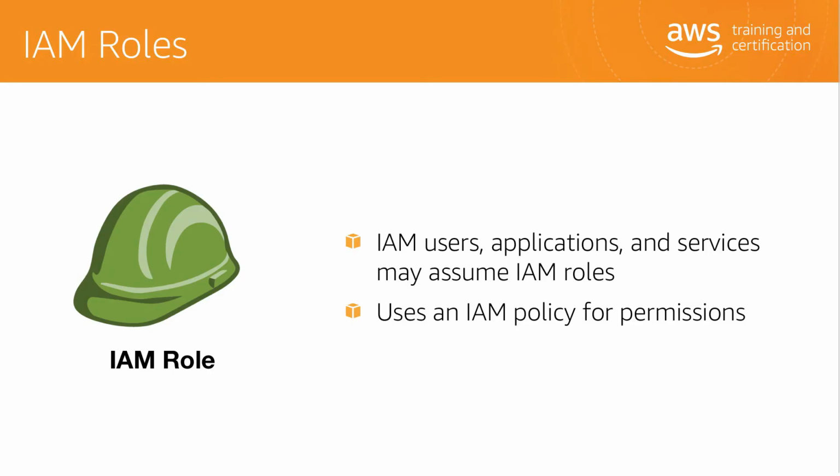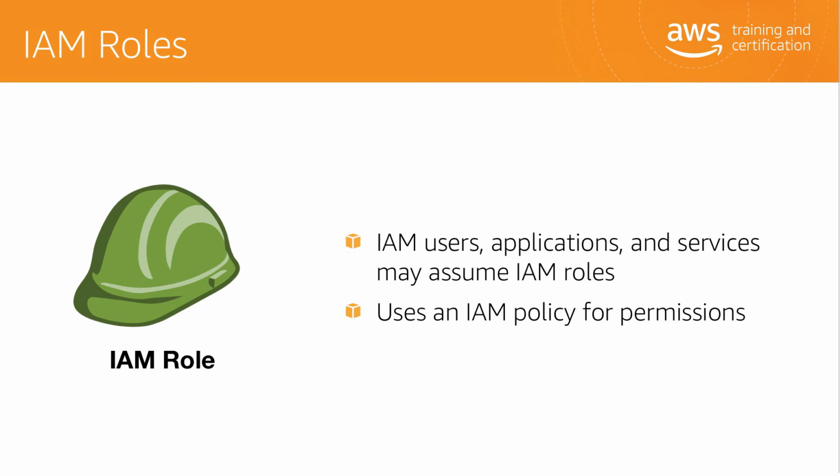IAM policies may also be assigned to an IAM role. An IAM role is similar to a user in that it is an AWS identity with permissions that determine what the identity can and cannot do in AWS. A role does not have any long-term defined credentials, password, or access keys associated with it at all. Instead, if a user is assigned to a role, access keys are created dynamically and provided to the user temporarily.